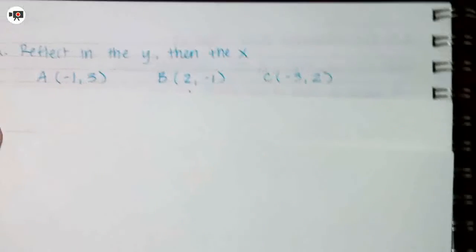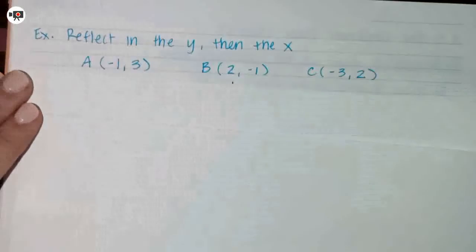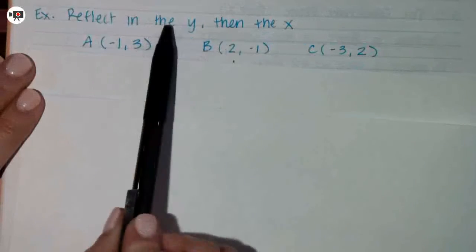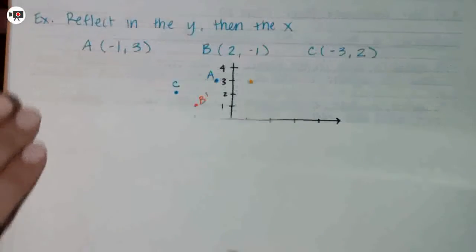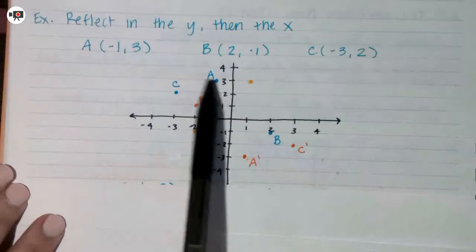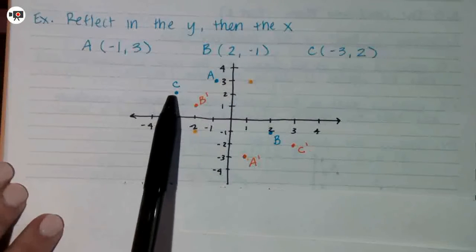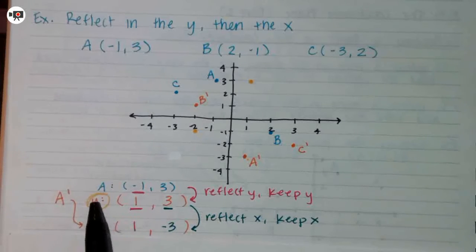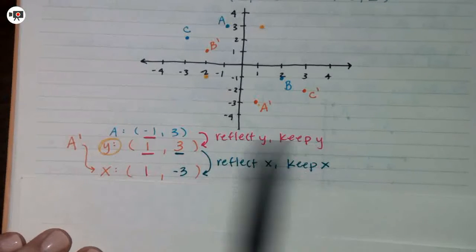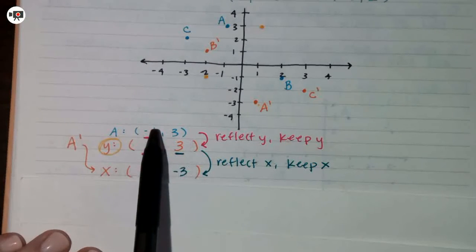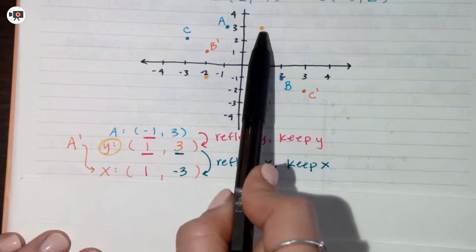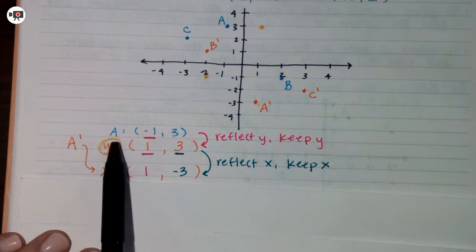Now it is possible to have reflections in both the y and the x. To do that, you have to do whichever order it tells you, y, then x. So my same points, I have A, B, and C. I'm going to reflect in the y. So here I'm reflecting in the y, so I keep the y. Y stays the same. X changes to the opposite. That's like a pit stop. That would be this point up here. It's like a pit stop in the middle.